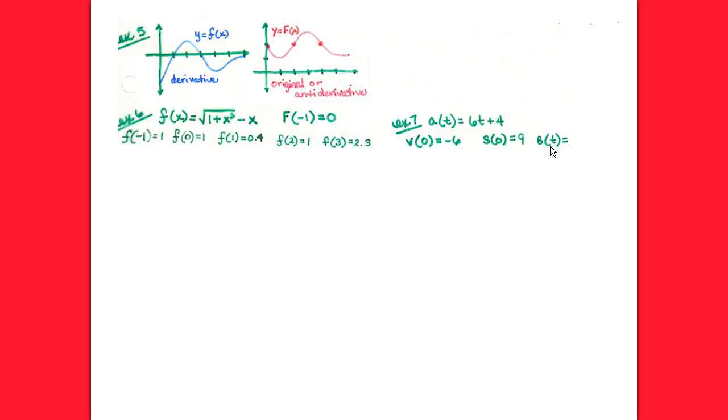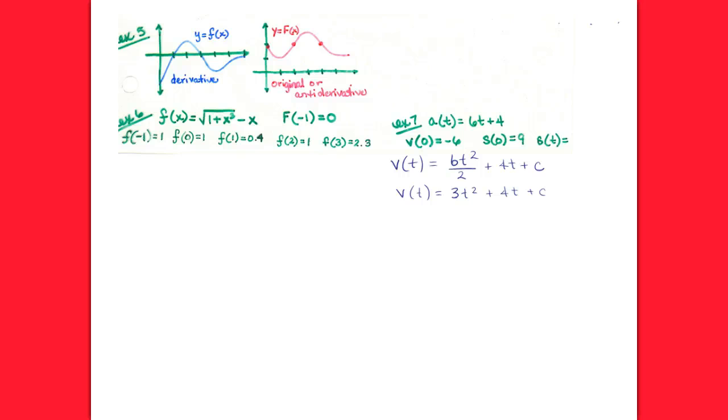Okay, so we're going to find velocity by doing the antiderivative. So 6t to the first is going to become 6t to the second divided by 2. 4, our constant, is going to become 4 times the variable, in this case t, and then don't forget your arbitrary constant. And a little bit of simplifying, 6 divided by 2 is 3.